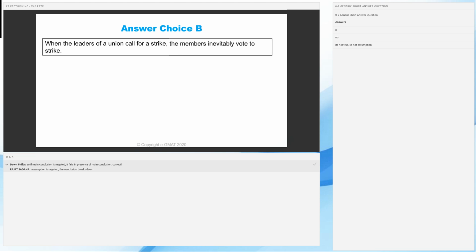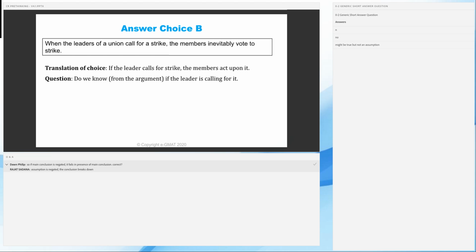Choice B, I think this was really popular. It says when the leaders call for a strike, the members inevitably vote to strike. So essentially, if the leader says, hey, we've got to go on strike, the members act upon it. Now, from the argument, do we know if the leader is calling for a strike? We don't know that. So again, irrelevant for us.